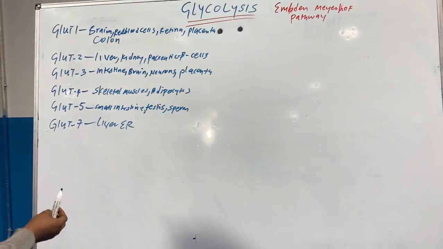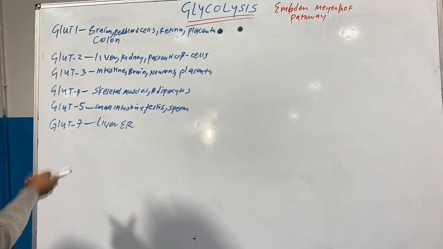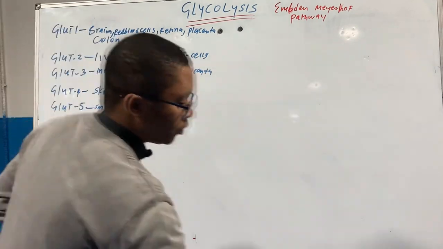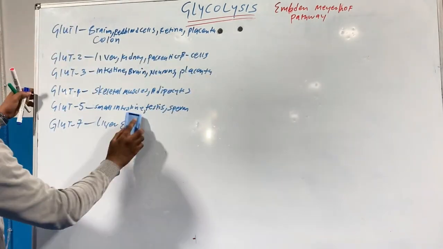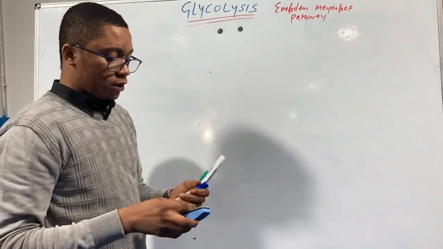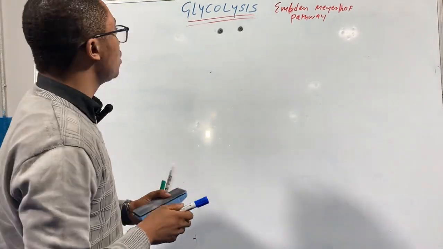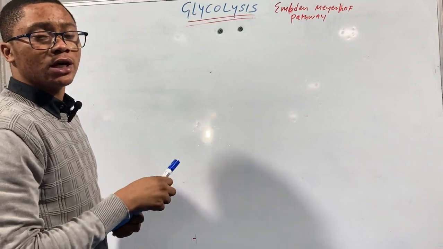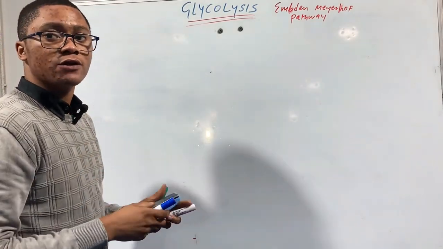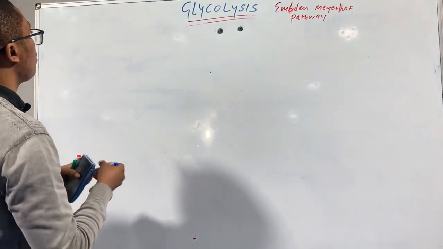Okay, so I'm going to clean these glucose transporters and where they are found. Okay, I'm going to clean it now. So we go into glycolysis properly. So now, let's talk about glycolysis properly. As I said earlier, glucose transporters transport glucose into the cytoplasm of the cell for glycolysis to occur.